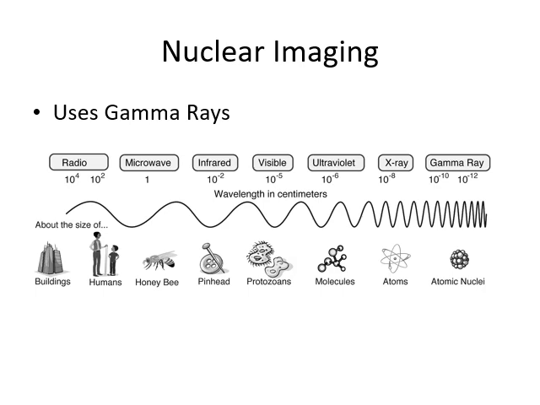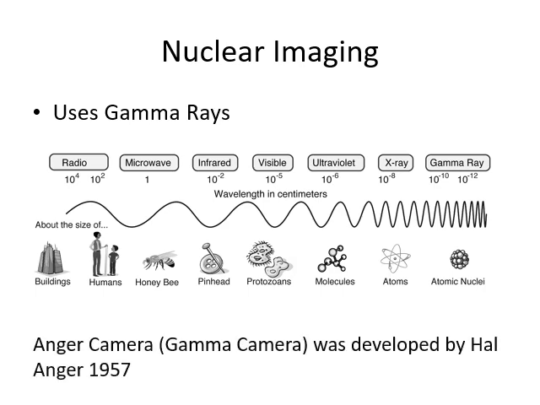Now, the guy who developed this technology, his last name was Anger. Hal Anger was his name. This is from about 1957. So the gamma camera can also sometimes be called an Anger camera because he named it after himself, obviously. We call it gamma camera most of the time, but if you ever hear Anger camera, it was developed by him, which is kind of cool because he's using the crazy intense electromagnetic rays.